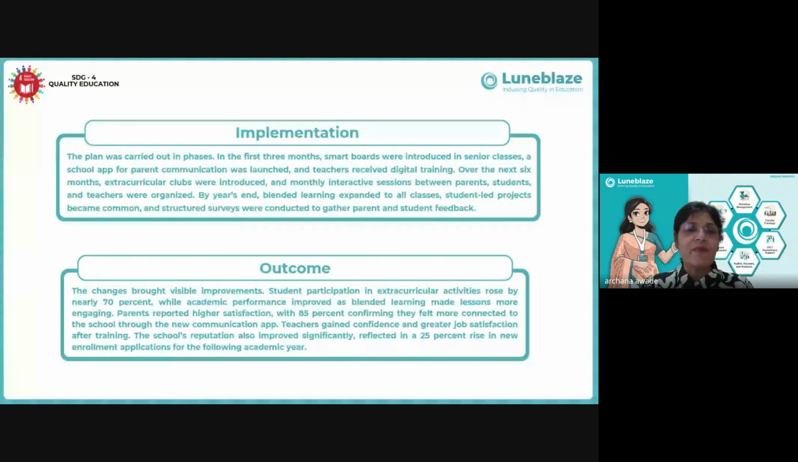All these actions that they implemented in the school led to some visible results, which is the outcome. Students' participation in extracurricular activities rose by 70%. And academic performance improved due to blended learning. So this was the improvement seen in students' engagement. For parent satisfaction, 85% of the parents felt more connected via the new communication apps. So now the parents started communicating with the school authorities, and there was an 85% improvement in communication when they introduced that communication app.